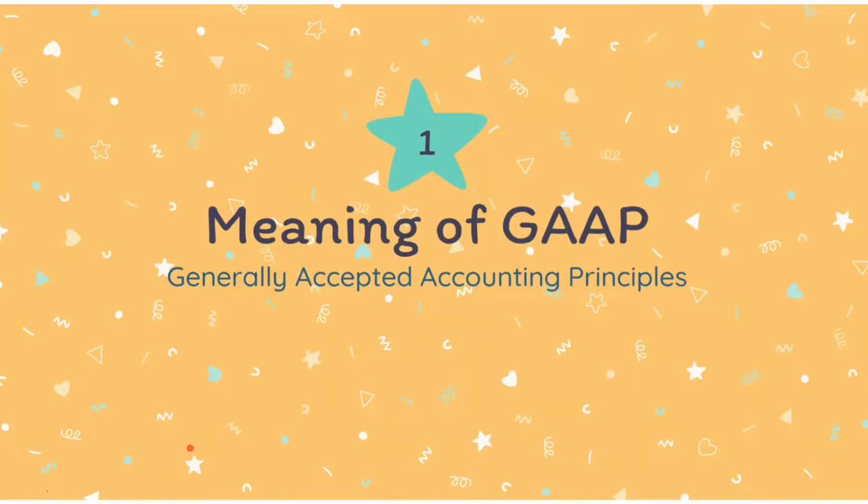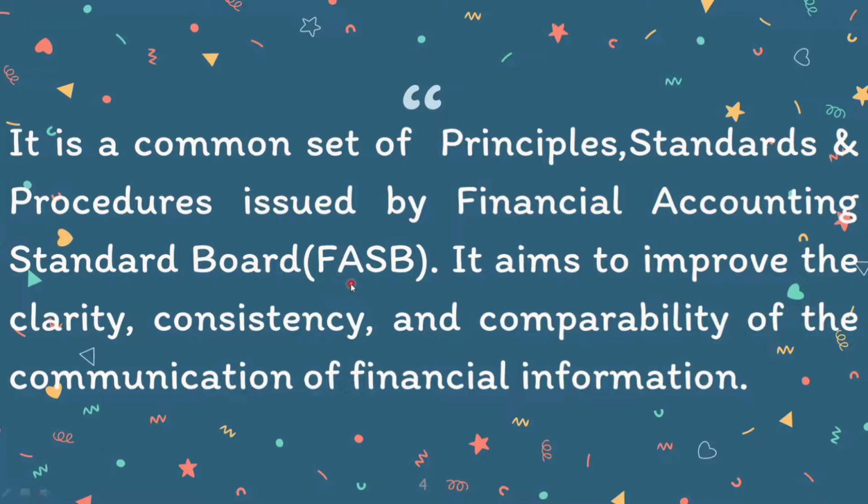So let's understand the meaning of GAAP. Generally Accepted Accounting Principles is the full form of GAAP. This is a set of principles which is used when we are preparing the financial statement. The main objective of GAAP is to improve the financial statement in terms of clarity, to maintain consistency in the financial statement, and to have comparability between financial statements, for example when we compare the financial statement of the previous year with the current year, or if we compare the financial statement of company A with our competitor's company.